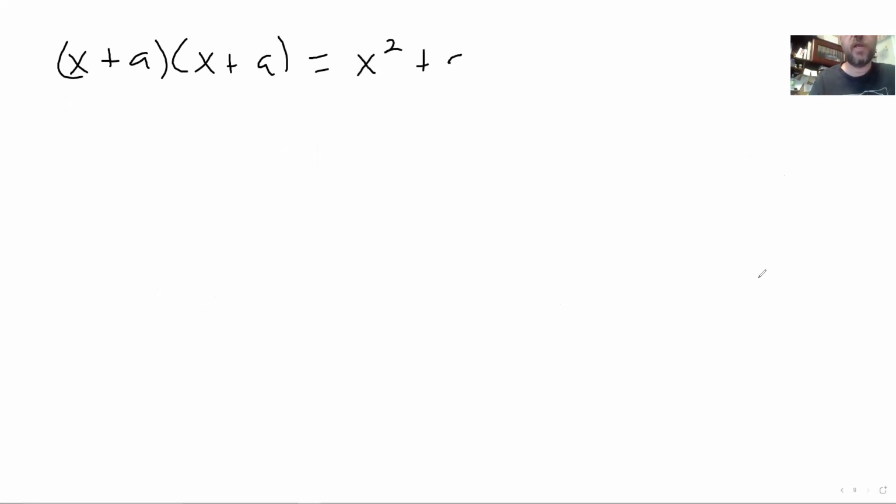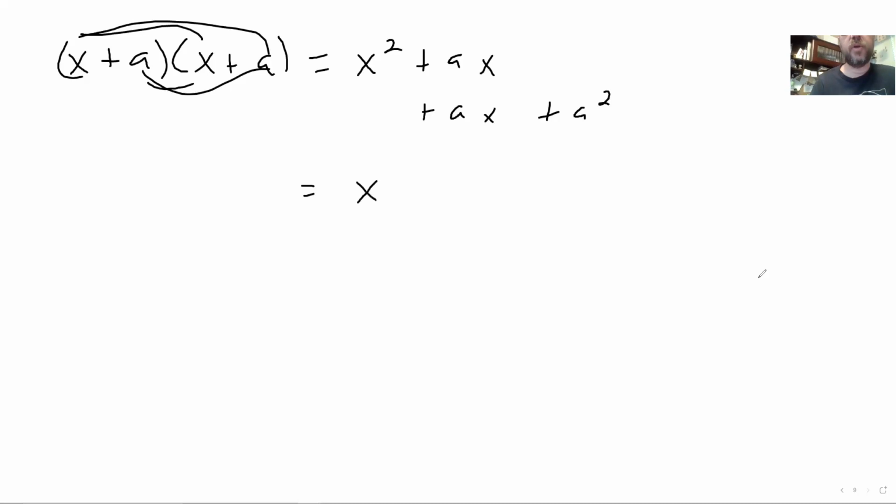So let's say I have x plus a times x plus a, right? The a's are the same, and those two things are the same, so I'm squaring it. So when I multiply this out, I'm going to get x squared plus ax, and then this one is also plus ax, and the other one is a squared. So I get x squared plus 2ax plus a squared.